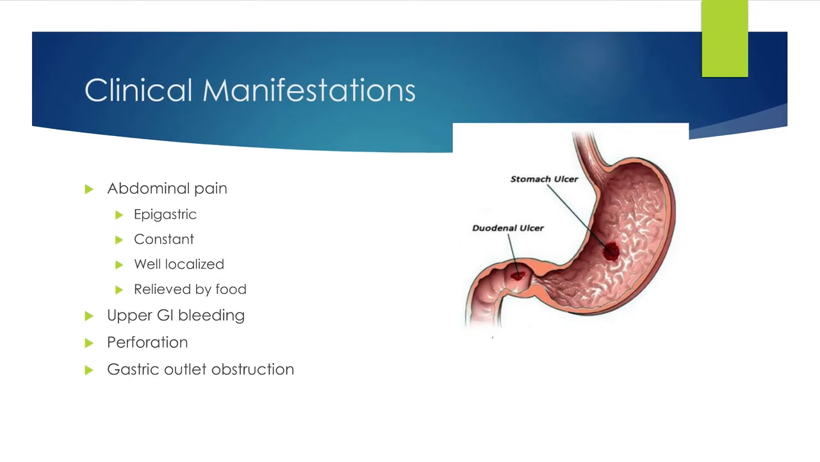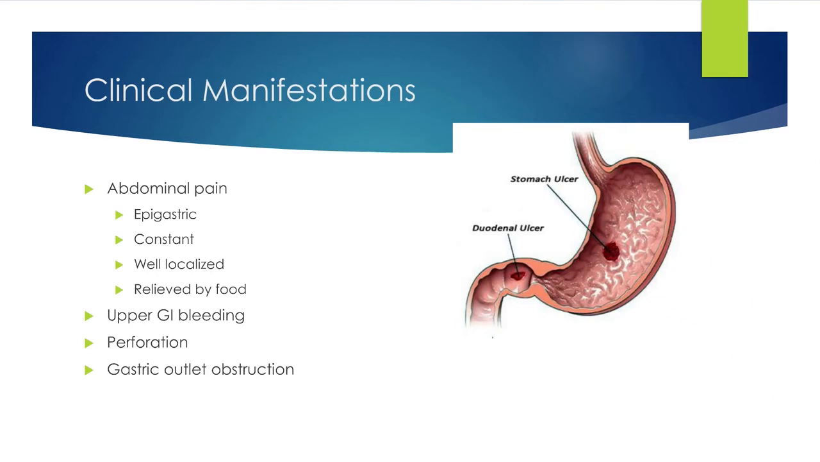And that pain is usually epigastric. It's constant agonizing pain and usually well localized to the epigastric region. Very often it is relieved by food, and food will neutralize the acid, and that will lead to relieving the symptoms. You often see people with duodenal ulcer gain weight because that's the way they could control their symptoms.